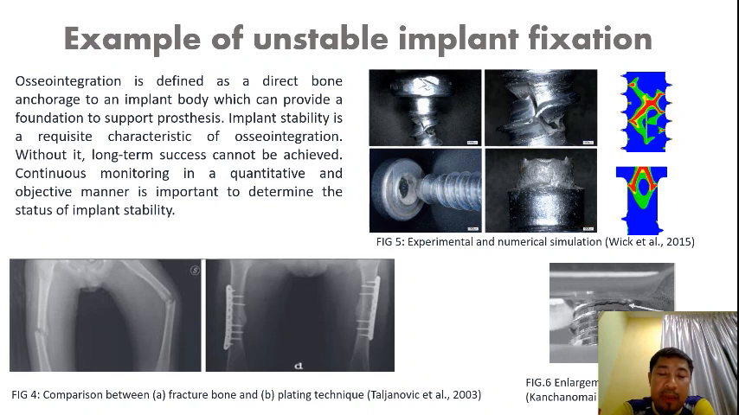Once the internal fixator, as shown in figure 4, is installed in the human femur bone, if we can monitor the process of bone healing, we can avoid failure of the implant screw, as shown in figure 5 and figure 6. And talking about this, if we can monitor the implant stability, we can also monitor the osseointegration process.